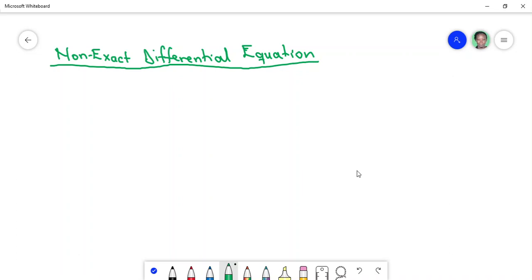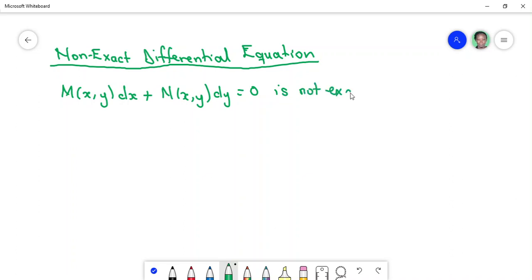This lesson is a continuation on our previous lessons on solving differential equations. In our previous lesson, we looked at the exact differential equation. Our lesson today focuses on the non-exact differential equation. If it happens that the differential equation I'm looking at, let's say my xy dx plus nxy dy equal to 0, is not exact, how do I go about it?